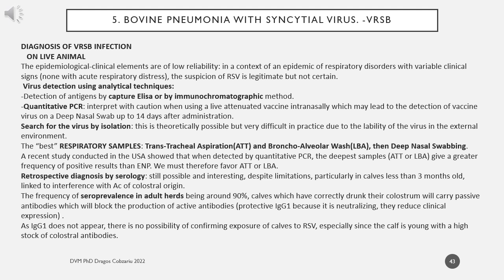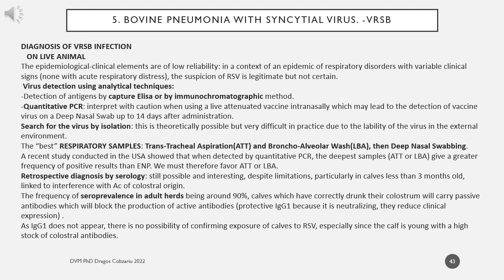The best respiratory samples are transtracheal aspiration and bronchoalveolar wash, then deep nasal swabbing. A recent study conducted in the USA showed that, when detected by quantitative PCR, the deepest samples, ATT or LBA, give a greater frequency of positive results than ENP. We must therefore favor ATT or LBA.